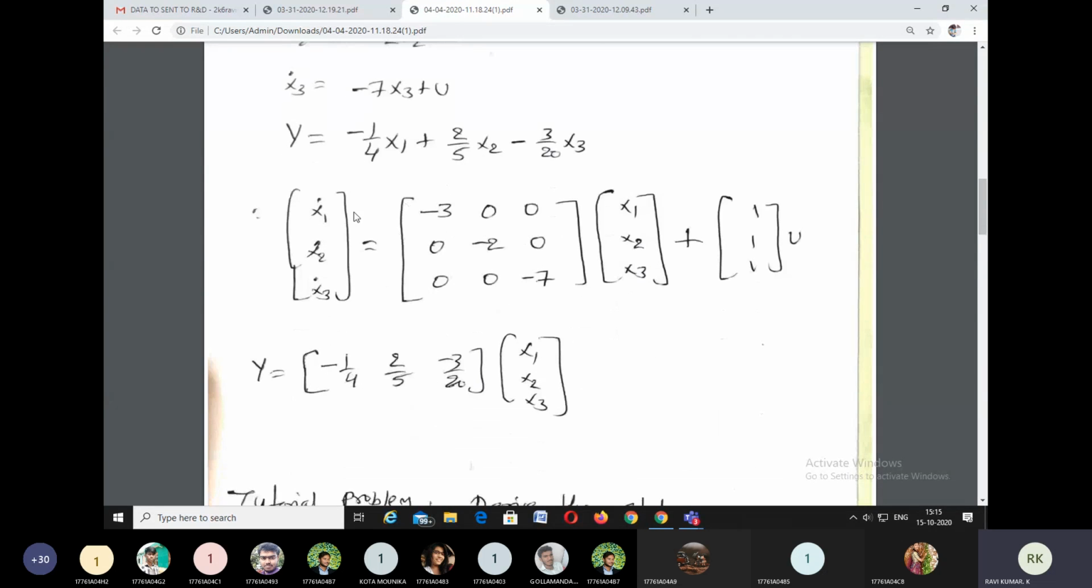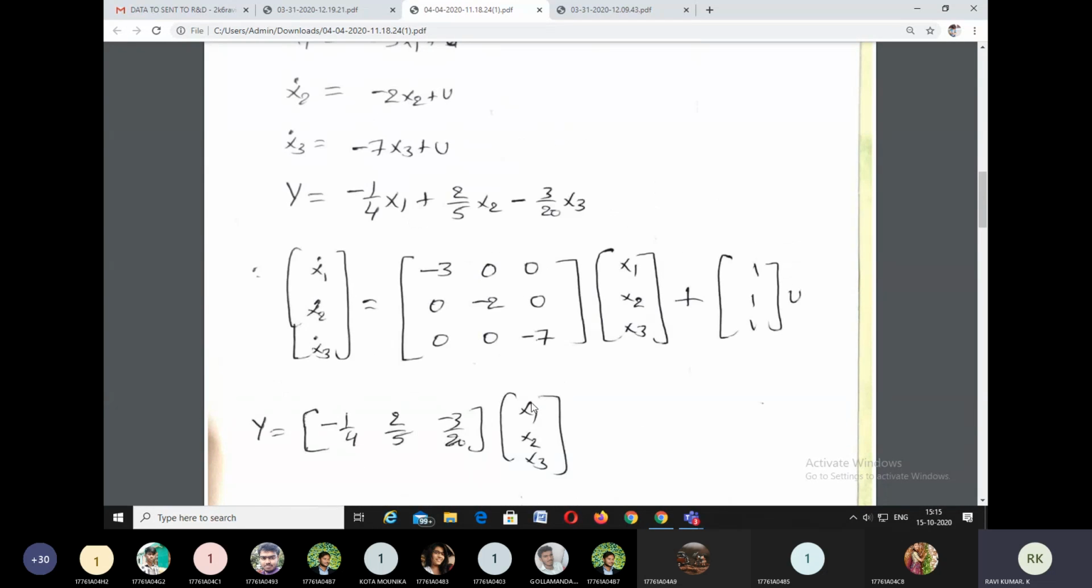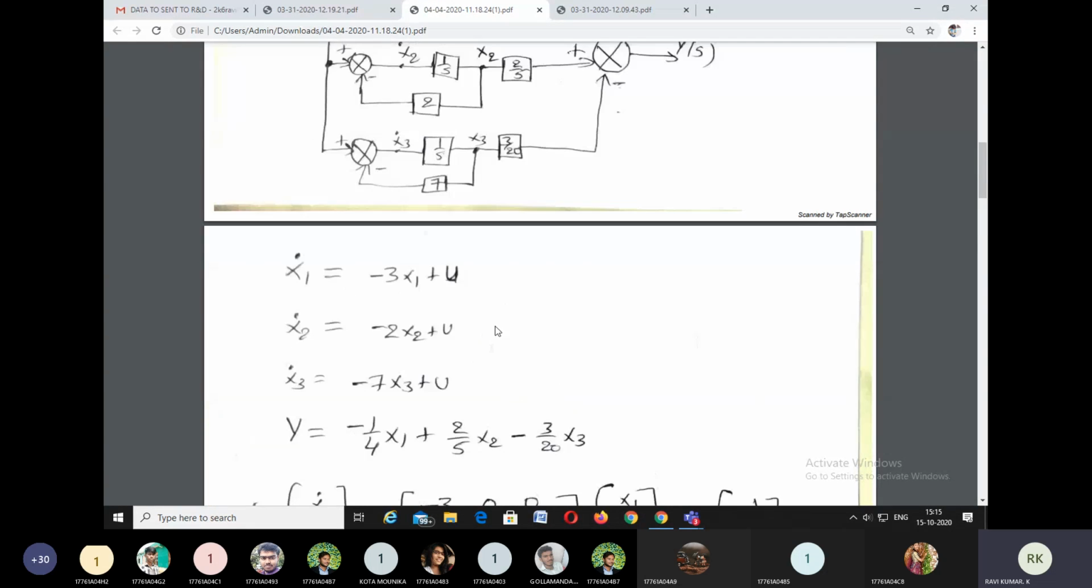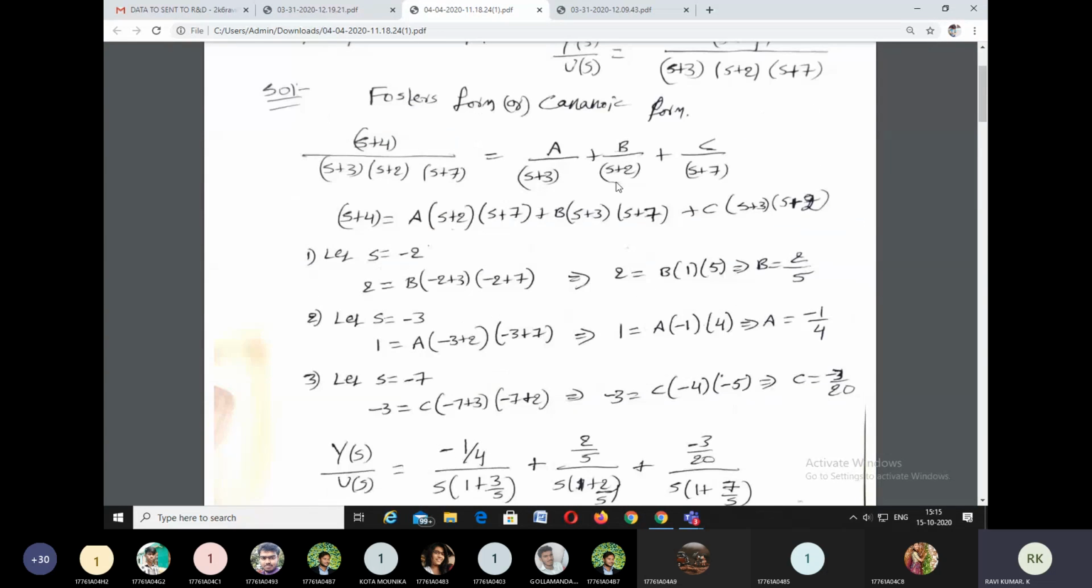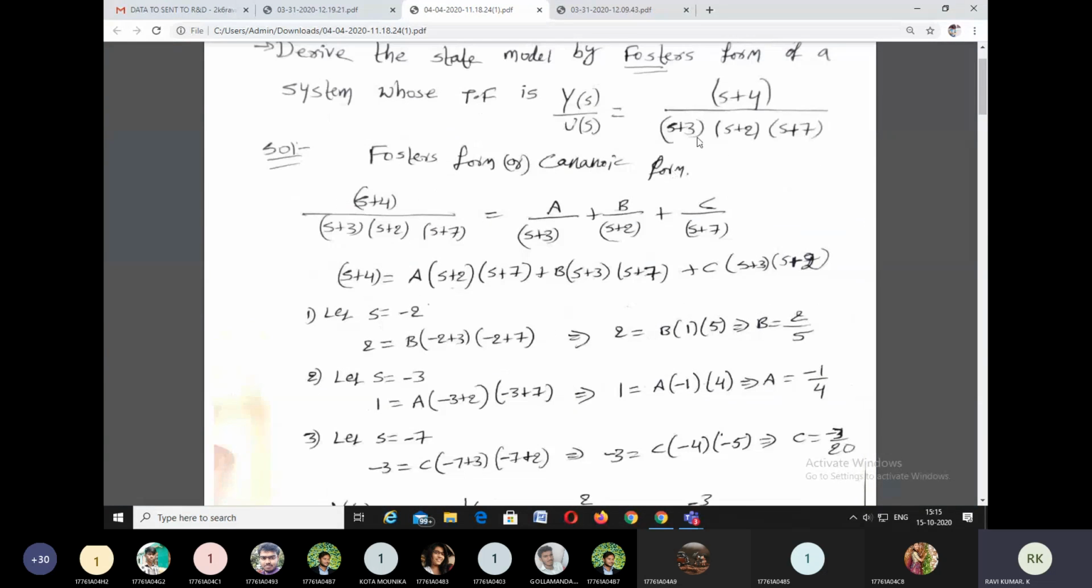So next, the output equation is equal to minus 1 by 4 x1 plus 2 by 5 x2 minus 3 by 20 x3. That is the point you had to write. That is, here in the Foster form or canonical form, right? See, after writing the answer, you'll get the diagonal elements only. The remaining terms are zeros, and the diagonal elements are nothing but the denominator terms 3, 2, 7. See, 3, 2, 7, right?